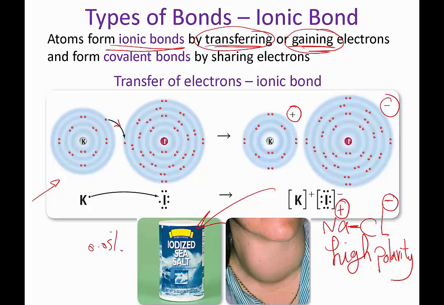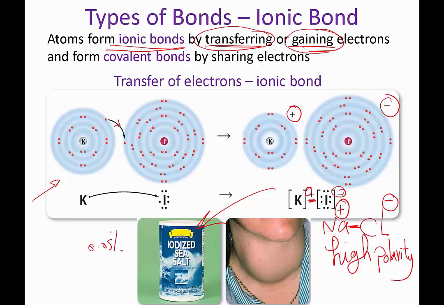Why does the ionic bond have high polarity? Because it's in between a cation and an anion, a positive ion and a negative ion, between plus and minus. So it has polarity. Okay? So this bond is polarized. It has polarity, positive and negative. KI also has polarity, positive and negative.